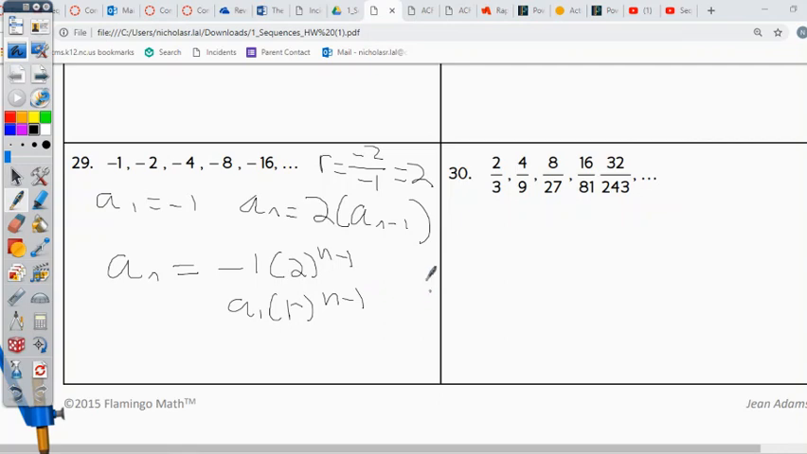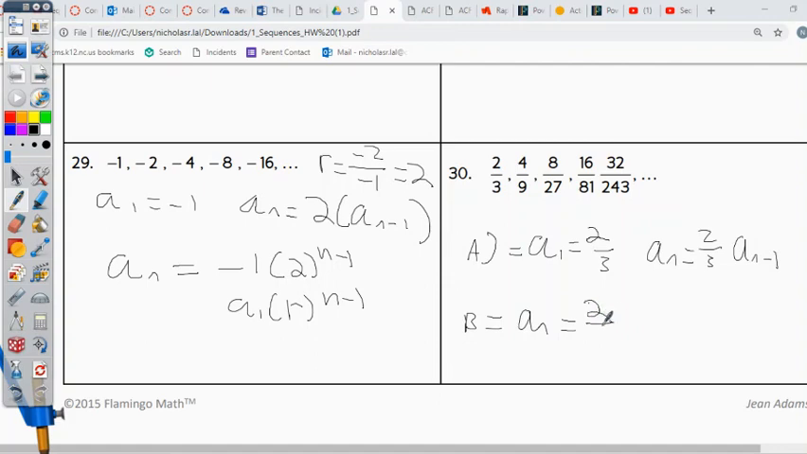For 30, alright, a1 is equal to 2/3. For recursive, a n is equal to 2/3 times a n minus 1. For b, a n is equal to 2/3 times r. Let's find r.